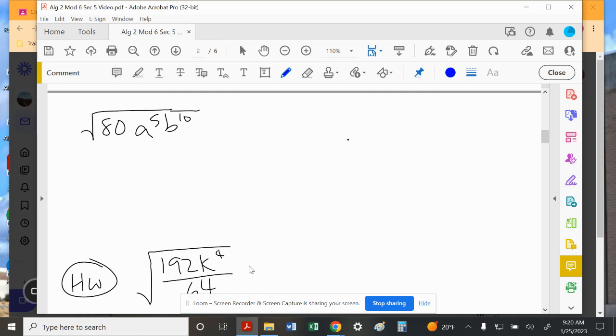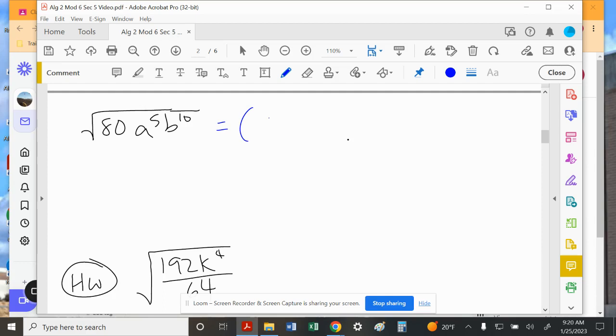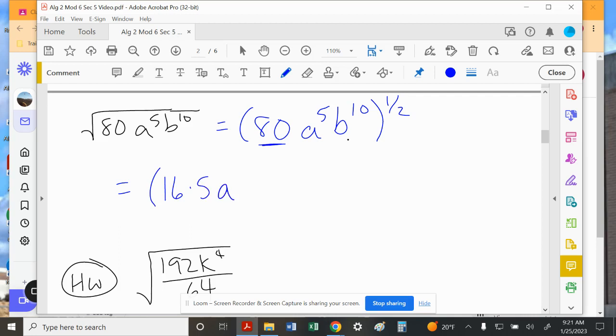So we have the square root of 80, a to the fifth, b to the 10th. I'm just going to temporarily rewrite it as 80, a to the fifth, b to the 10th to the 1/2 power. Now, because I know it's the 1/2 power, I have to figure out what is a square root that I can pull out of there. I know that 80 is 16 times 5, and then a to the fifth, b to the 10th, all to the 1/2 power. So I'm going to bring the 1/2 power into all of those.